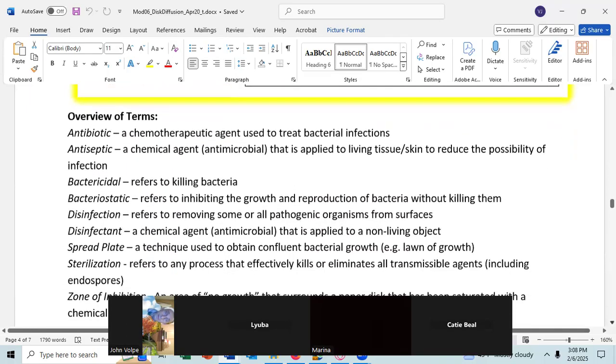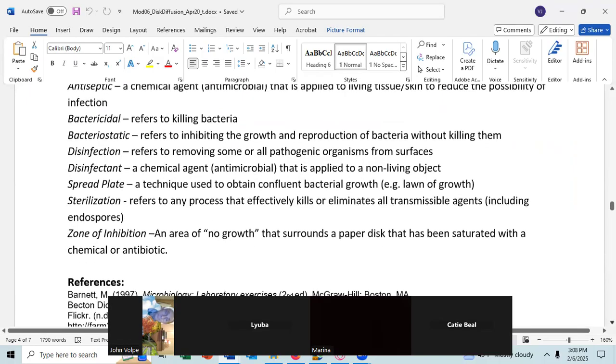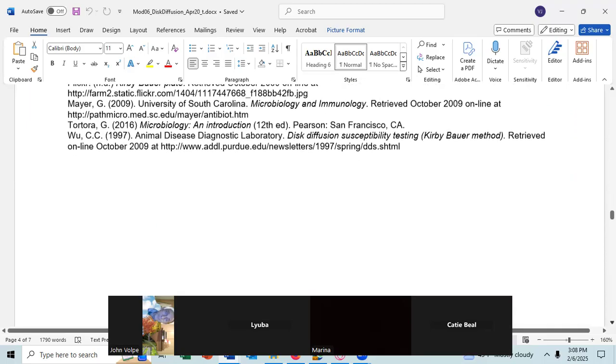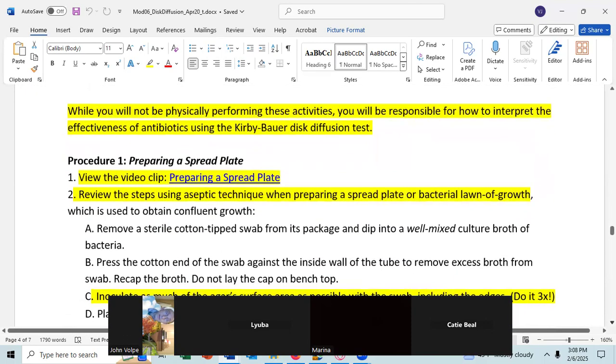All right. So those are the terms we discussed in this lab. Know those terms. You don't need to look at the references, but there they are. You're not going to be physically performing any of these activities, but you will be held responsible for how to interpret the effectiveness of antibiotics using the Kirby-Bauer disc diffusion method.